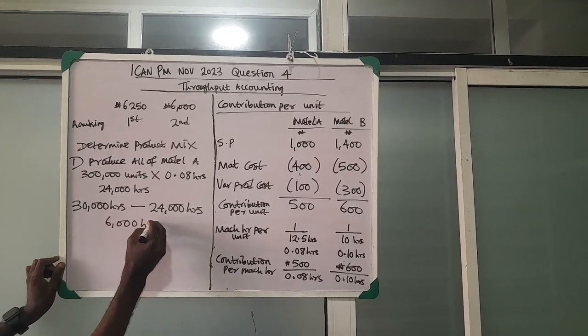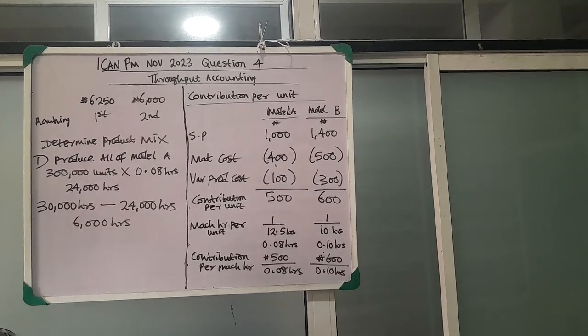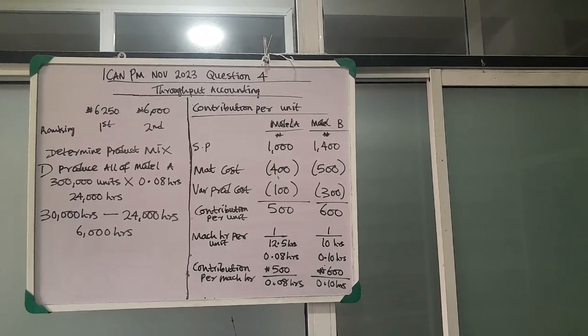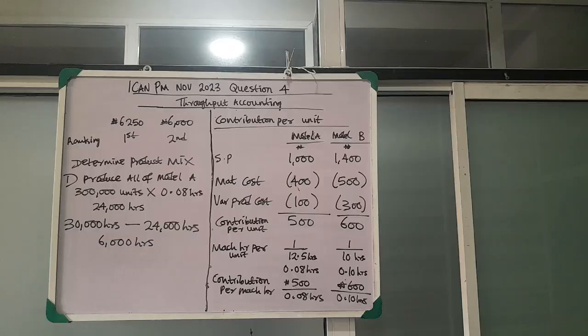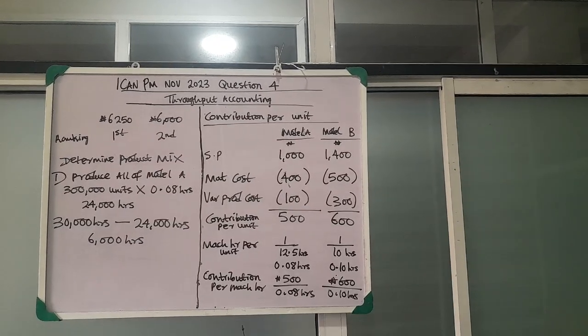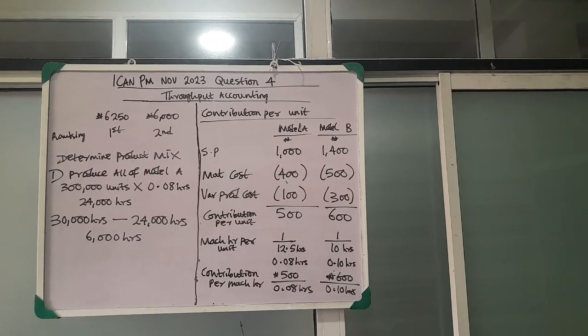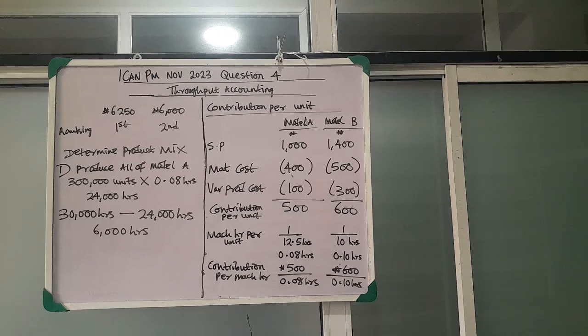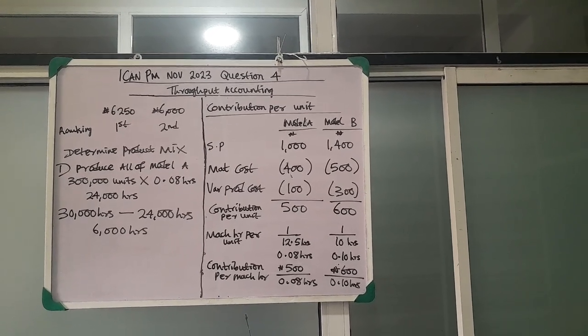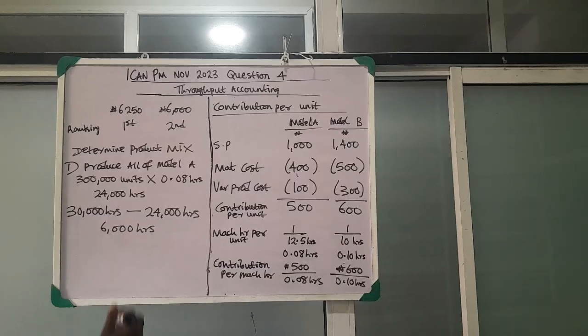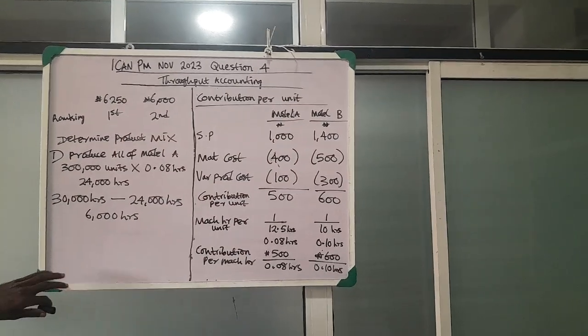Now this 6,000 hours is what we are going to use in the production of model B. To produce model B, you will take note of the 0.10 hours, which is the machine hour per unit. So what we are going to do is to divide the 6,000 hours that is available so that we'll know how many units will go for model B.